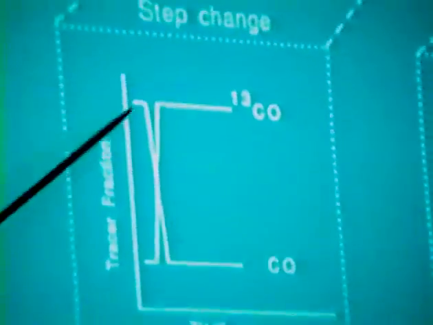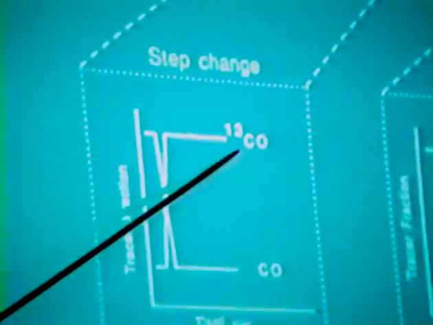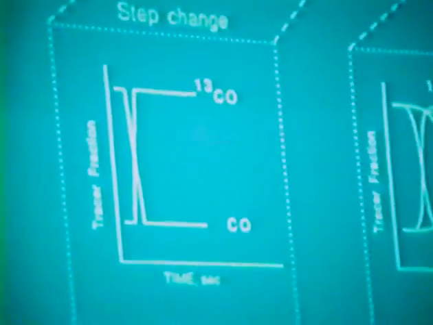Okay, this is our experimental apparatus for studying the hydrogenation. This is the infrared cell. We use in-situ infrared reaction study, and we add a switching valve here to switch the gas phase C12O to C13O, while maintaining other reactant flow at a constant flow rate.